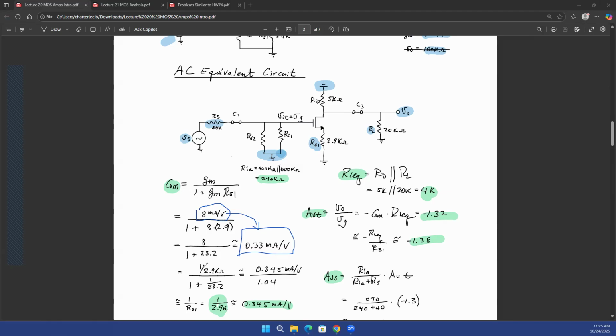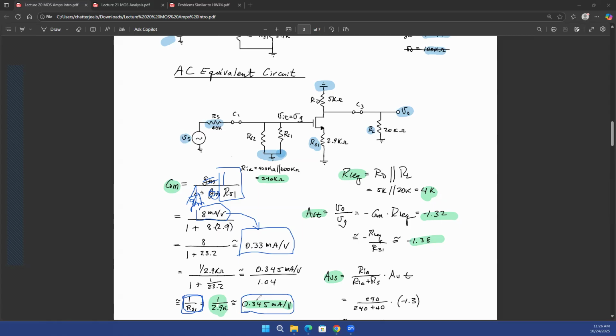Also, that is very close to 1 over RS. Remember, we said that if gm is infinite, this equation boils down to 1 over RS. If gm is infinite, let's divide the numerator and denominator by gm. You get 1 over here, you get 1 over gm here, and then you just have RS. If gm is infinitely large, this term also goes away, and what you're left with is just 1 over RS. In this case, gm is not infinitely large, it's 8 milliampere per volt. But even in that case, your 1 over RS would be 1 over 2.9 kilo ohms, that is 0.345 milliampere per volt. So there's not a whole lot of difference.